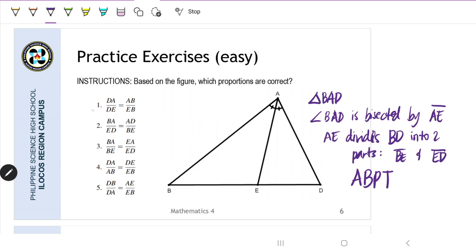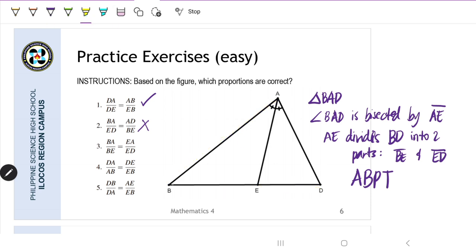So let's start with the first one. DA over DE is equal to AB over EB. And this proportion is correct. So it is true. Number 2, BA over ED. As you notice, they are no longer adjacent segments. Therefore, number 2 is not correct. Number 3, let's try number 3.